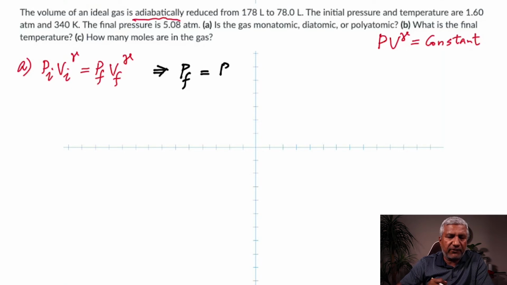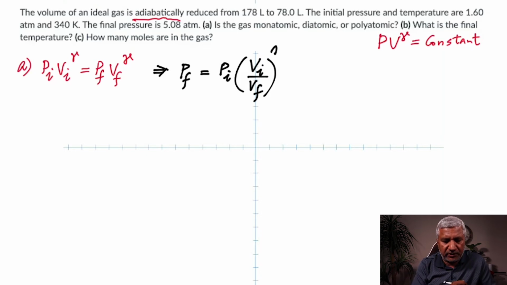I'm making the final pressure the subject, so I can take the ratio and raise the whole thing to gamma. My idea is to find gamma. That is the final pressure. I'm having it in atm. Because it's a ratio, if I have both the initial and final in consistent units, it doesn't matter. You know that, right? On both sides.